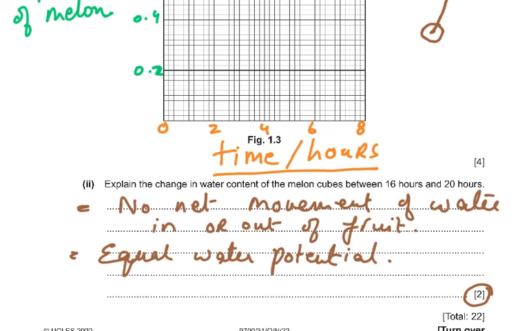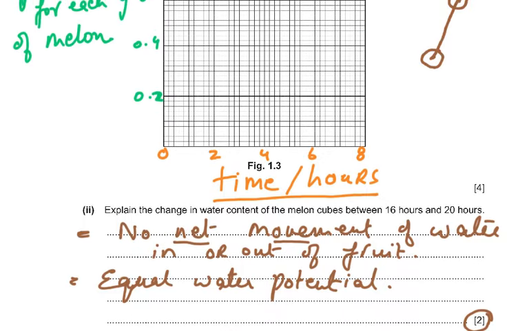The word is no net movement because there is movement of water, but if 10 molecules of water move in, 10 move out, so there's no net movement of water in or out of the fruit, and there's equal water potential. But water keeps on moving. If 10 move in, 10 move out, then there's no net movement of water. So this is exactly how we want you to word it, and it's a very favorite question in this.